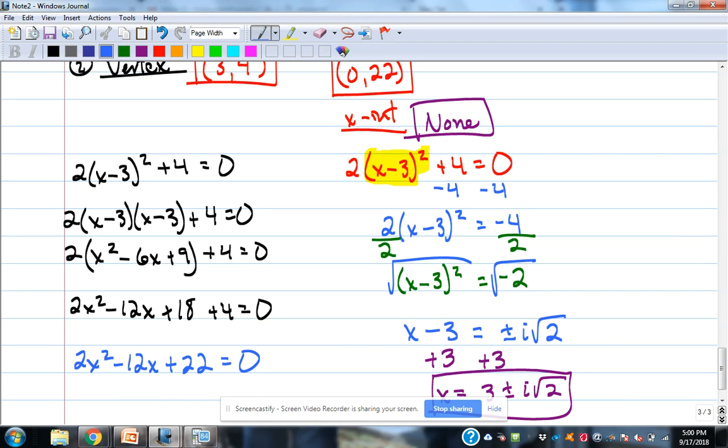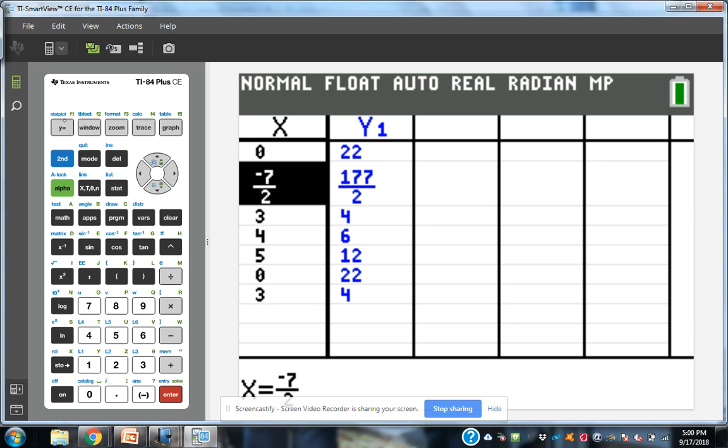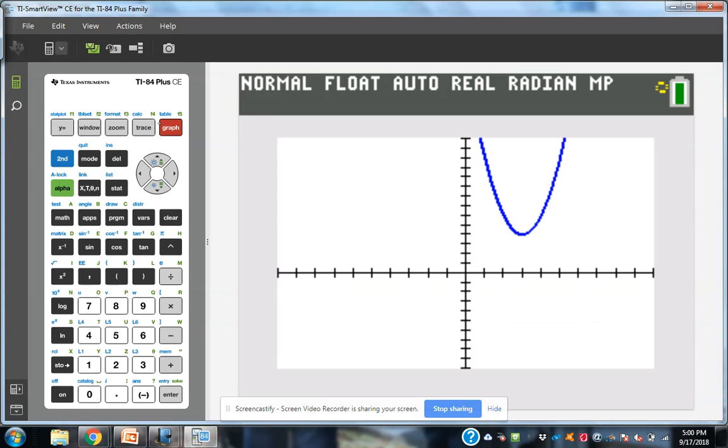Every one of them that's in vertex form won't turn out this way. Some of them will be different, okay? Some of them will have x-intercepts, some will not, okay? Look at the graph of that thing. I'll show you that. Hit graph. We see that there's our parabola. It does not touch the x-axis.